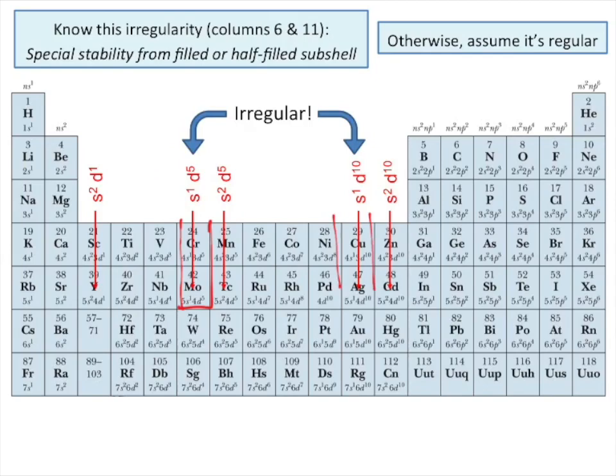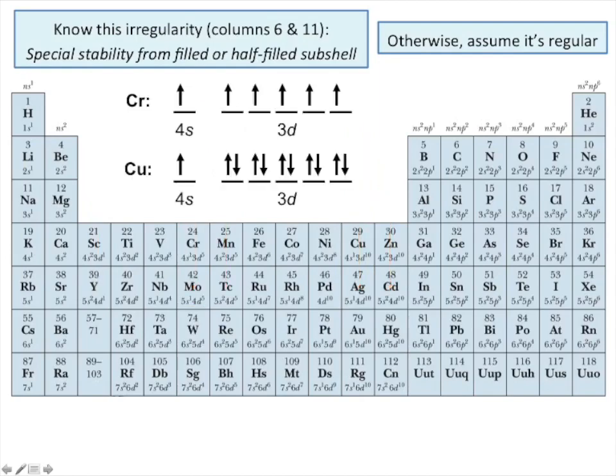Why is that? Well, there's a special stability from either a completely filled or a half-filled subshell. So here's another way to look at it: for chromium, there's only 1 electron in the 4s, but in doing so it can put 5 electrons into the 3d and half-fill that subshell. And for copper, if it leaves an electron out of the 4s, then it can completely fill the subshell, and that's preferred. Even though it costs a little more energy to promote the electron from the 4s up into the d, it gains that energy back and a little more by having this half-filled or filled subshell.